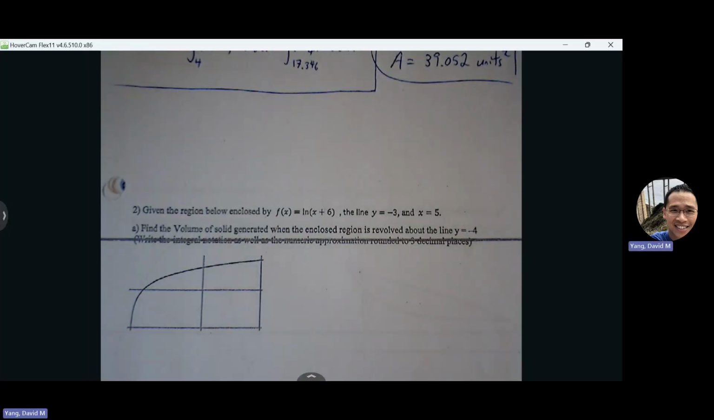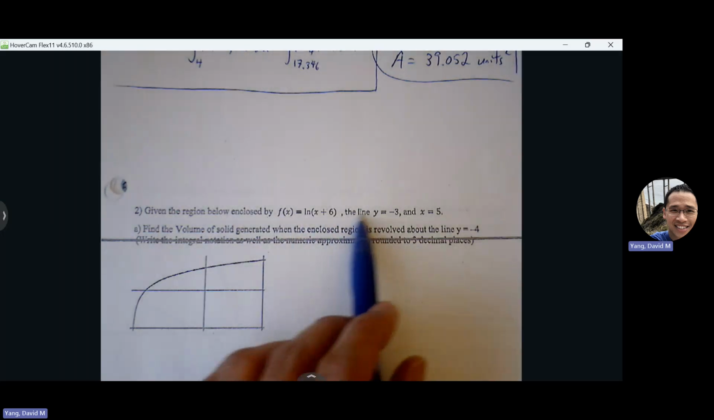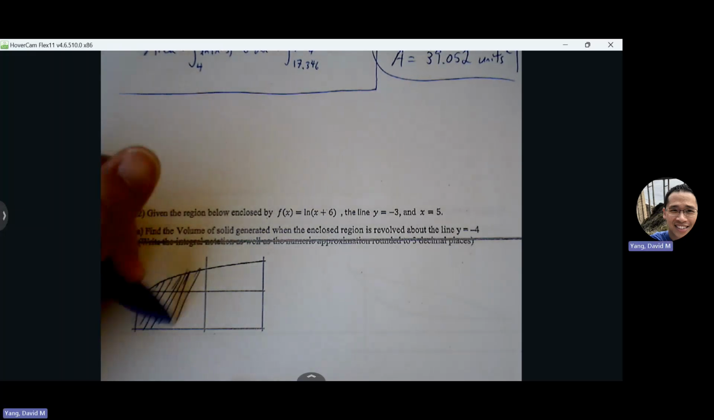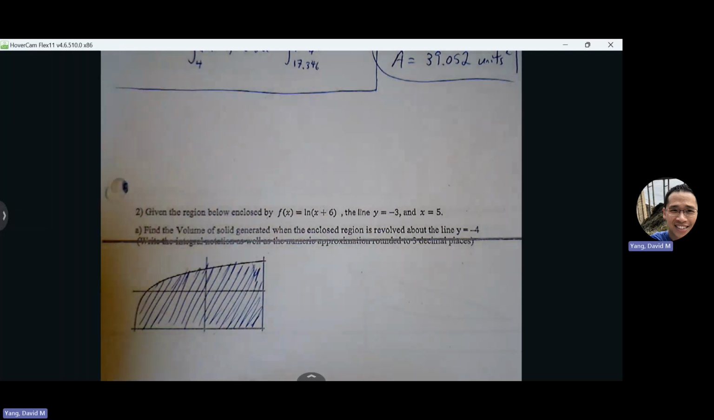All right, number 2, natural log of x plus 6. And just want to remind you that your x and y axis are just for reference purposes. They're not necessarily going to be bounds. The bounds are going to be given in the problem. So a lot of times the x and y axis are just reference purposes. It's not impacting your bounds.